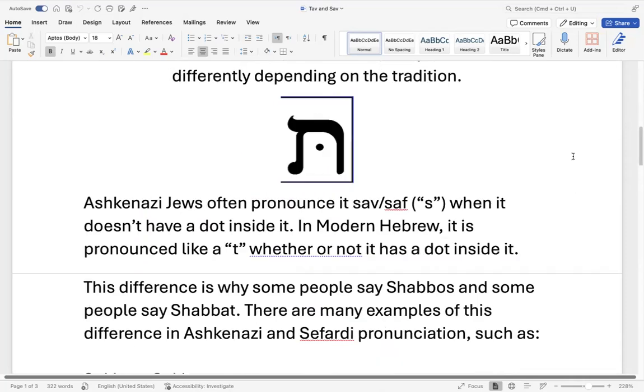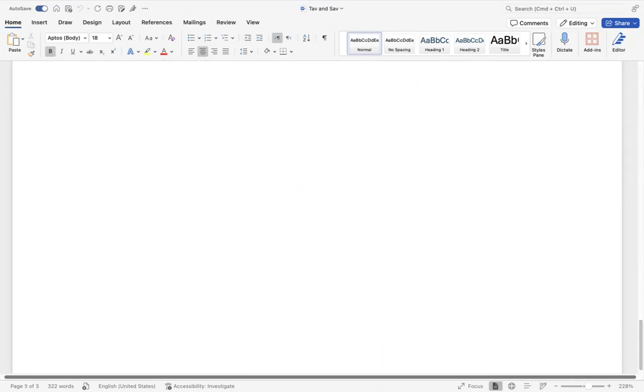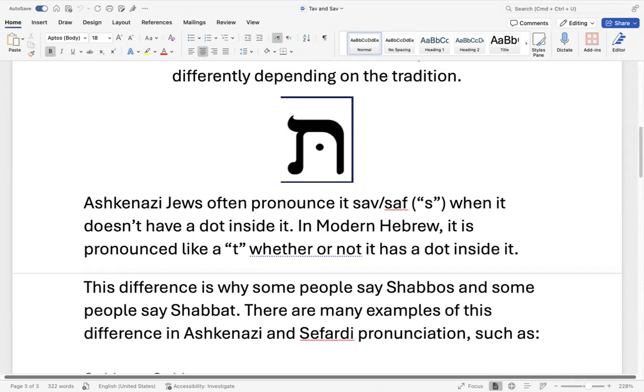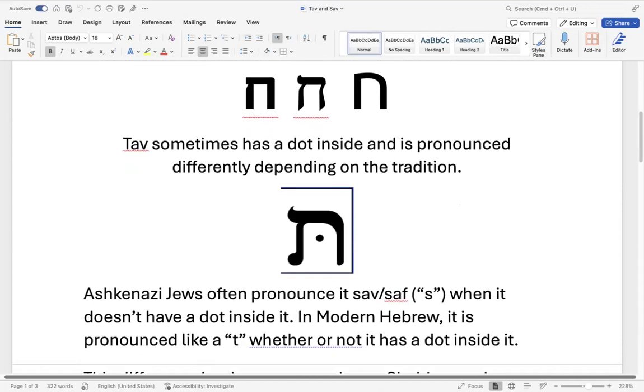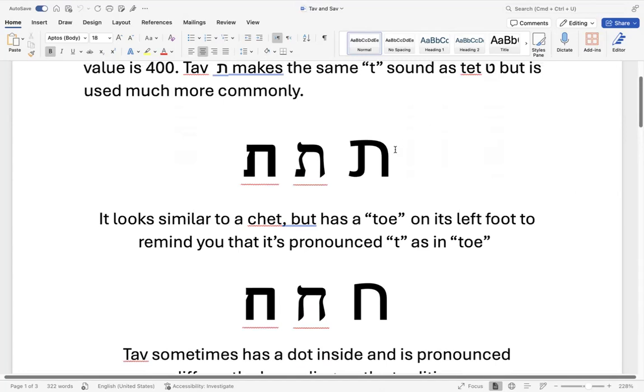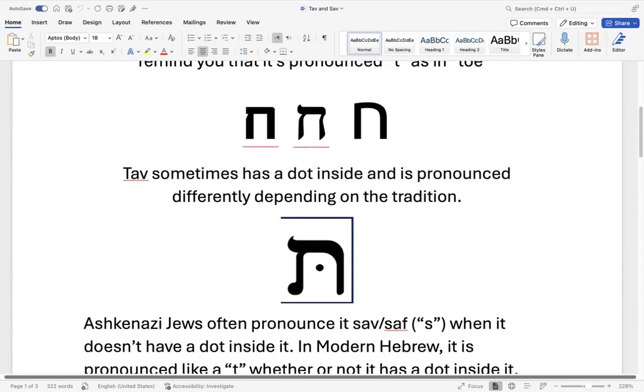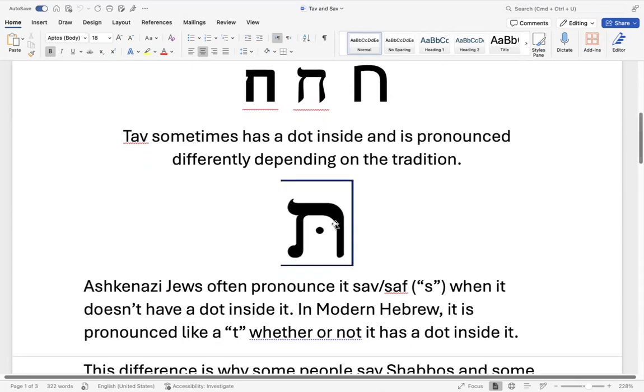You will sometimes see this letter with a dot inside it. And in some traditions, this is pronounced differently. In the Ashkenazi tradition outside of Israel, this without the dot is usually pronounced like an S sound, and this with the dot is pronounced like a T sound. But in Israel, whether it has a dot or it doesn't, it is pronounced the same.